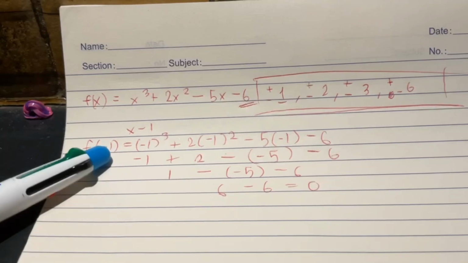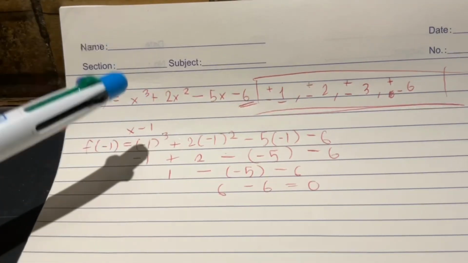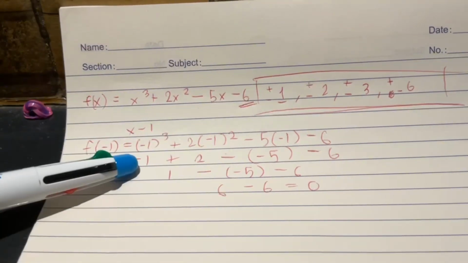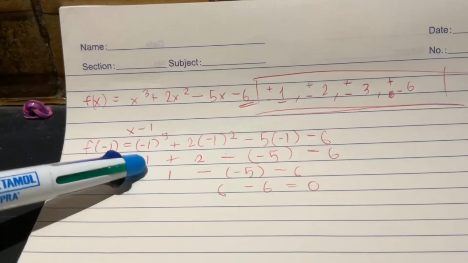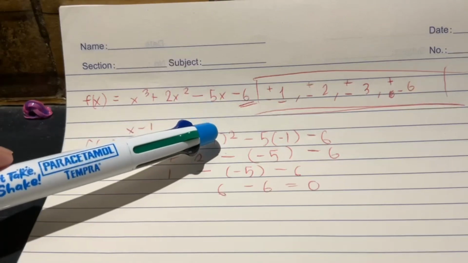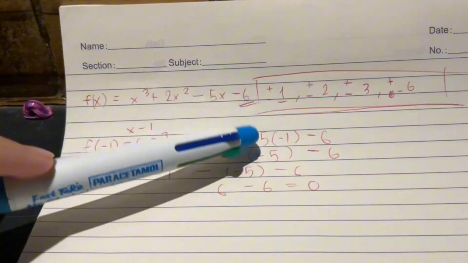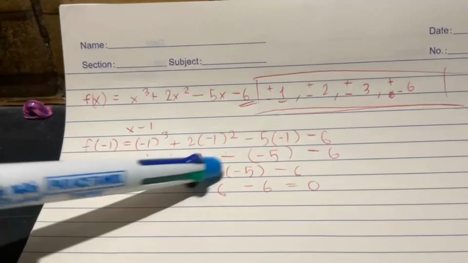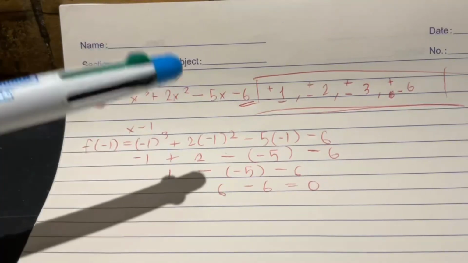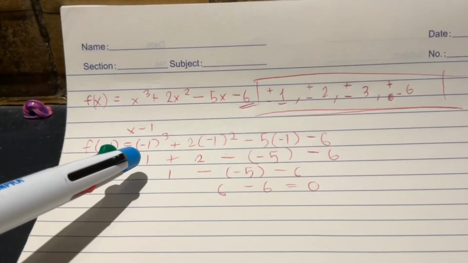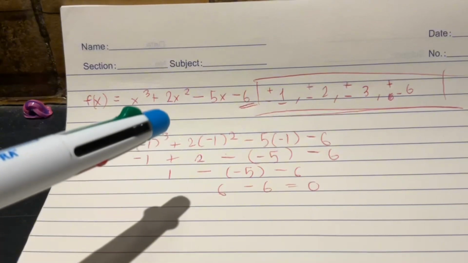So let's try it. Let's substitute all of the x to -1, like what I did. So -1 raised to 3 equals -1. 2 times -1 raised to 2 is equal to 2, and 5 times -1 is equal to -5, and minus 6. So you just add, and here's the answer. The answer is 0.